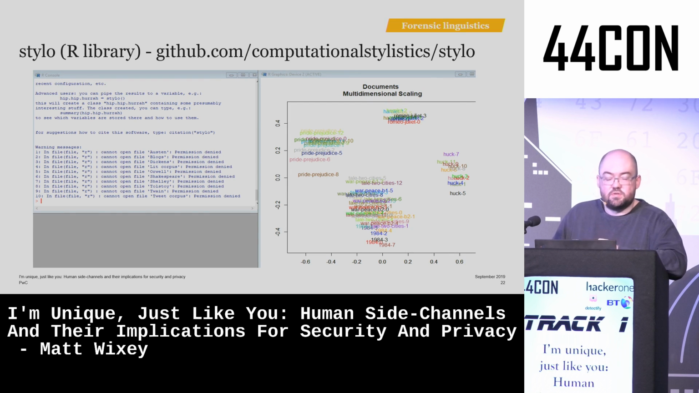You've got Stylo. So this is my favorite one. This is an R library. Any R users in the room? Yeah, a couple of people. So this isn't too difficult to use. There's about 5 commands that you need to know to use it, and you can generate various different kinds of output.